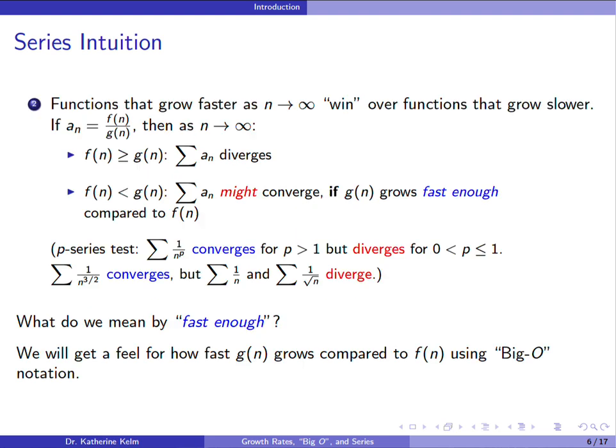So intuition item number 2, functions that grow faster as n goes to infinity win over functions that grow slower. Now what do we mean by that? If an looks like a fraction, and often the examples that you'll see in Calculus 2 do have this form, so if an looks like f of n over g of n, then as n gets big, if f of n grows faster than g of n, then the series is going to diverge, because the fraction f of n over g of n is going to just keep getting bigger.